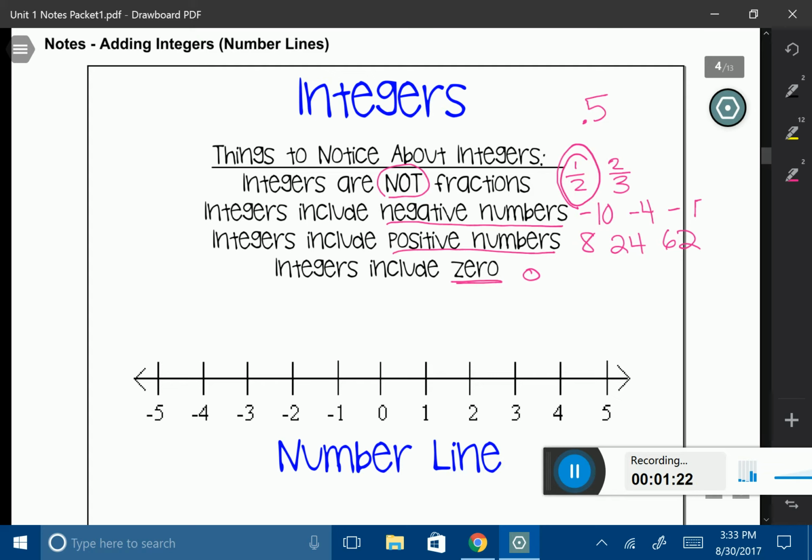So when we're working with integers, we're really moving up and down this thing called a number line. This number line includes all of these integers below, from -5 to 5. So everything represented on this number line is an integer.